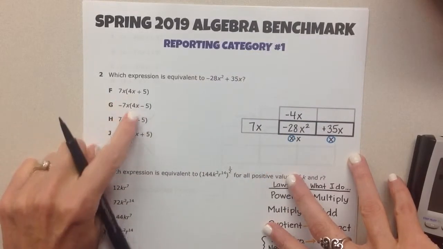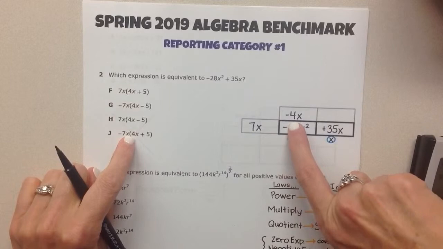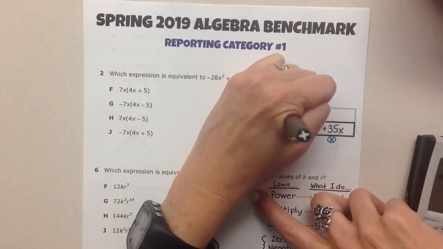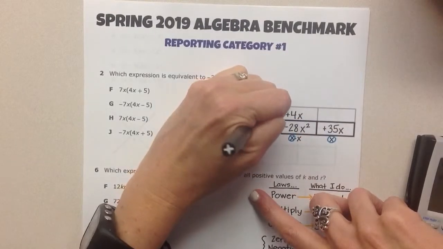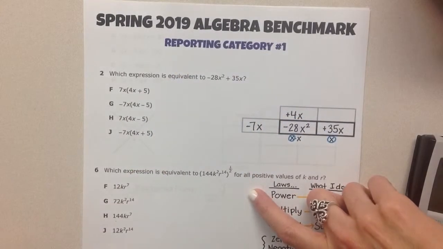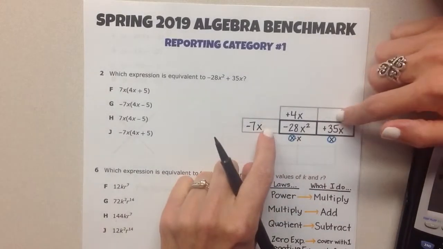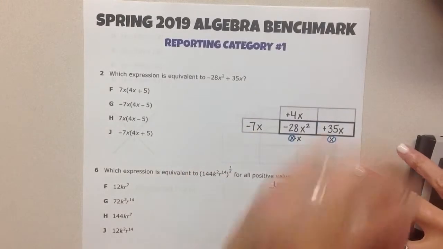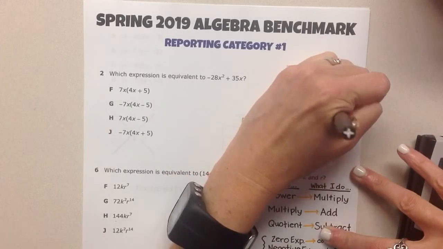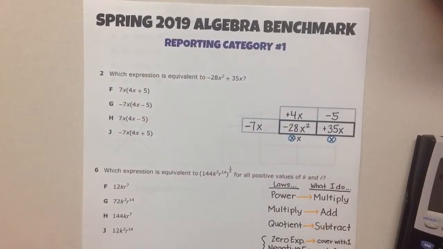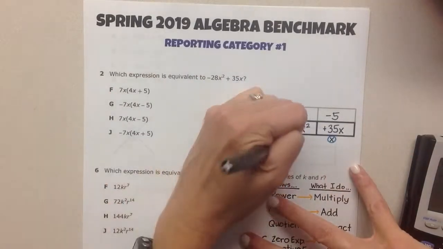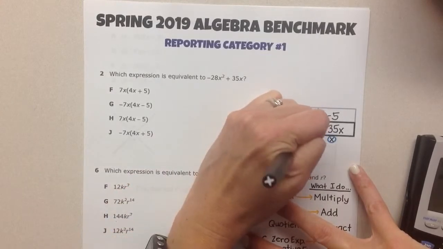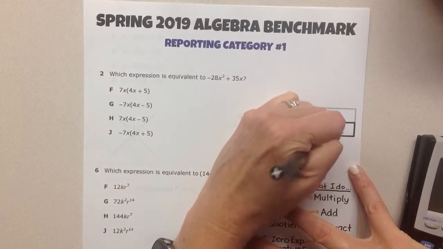But if I look at my answer choices, I don't see a negative 4x here. All of these 4x's are positive. Well, if this is a positive 4x, then this has to be a negative 7x. And now I can use my multiplication skills to figure out what times a negative 7x is going to make a positive 35x, and that would be a negative 5. So my factors are negative 7x times the difference of 4 times the value of x and 5.